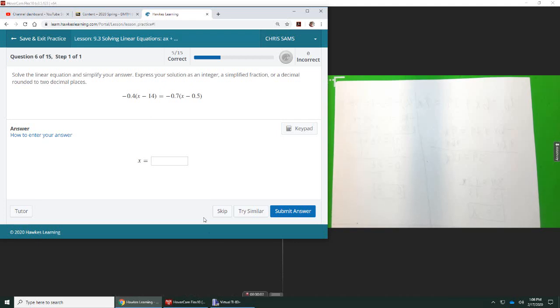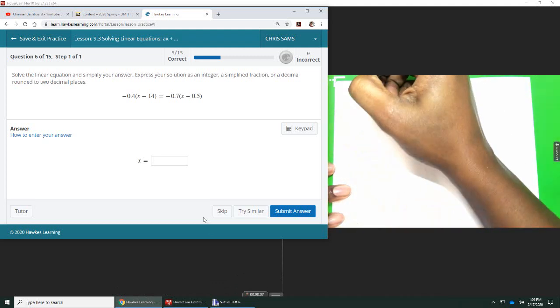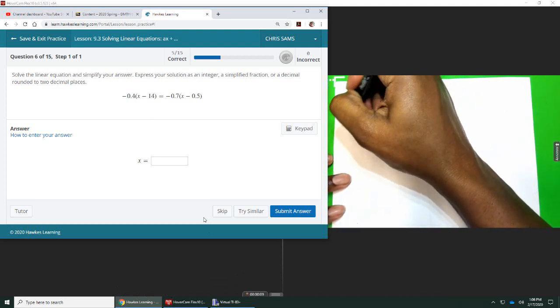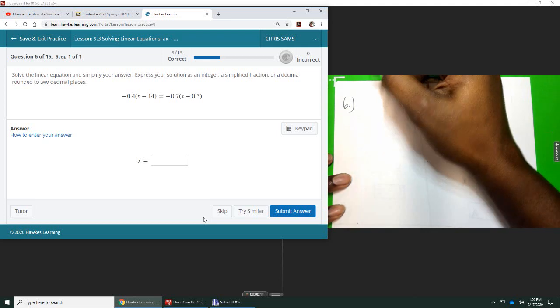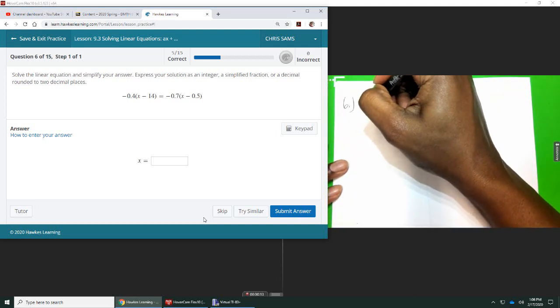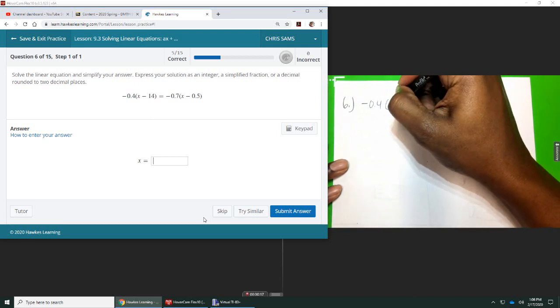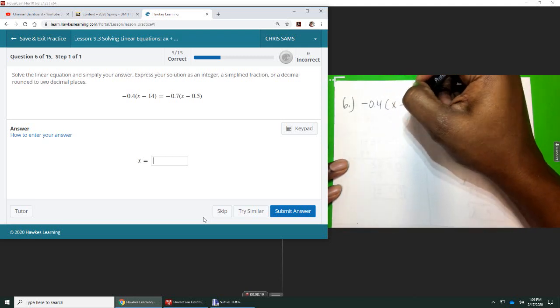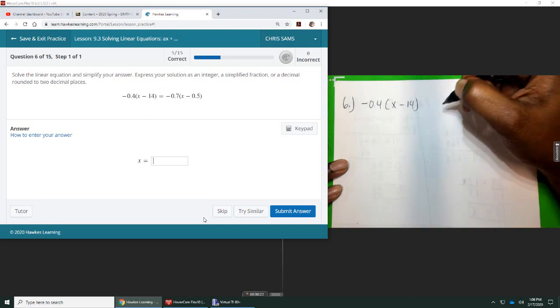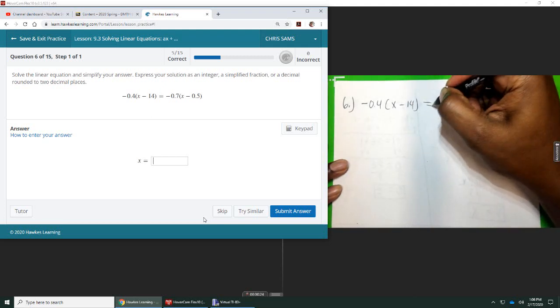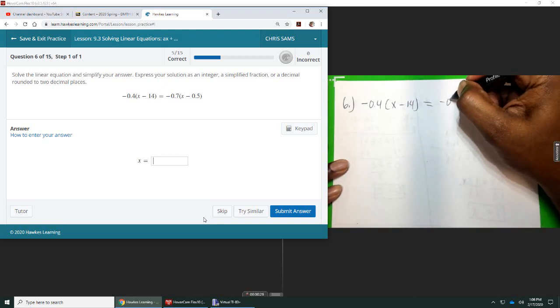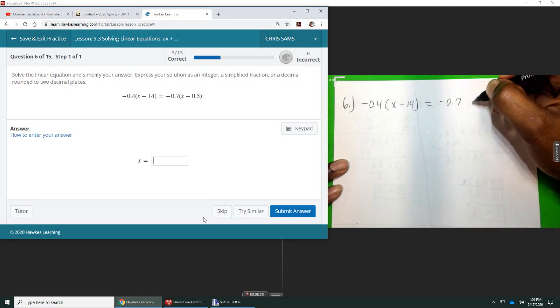Number 6, again, we have decimal numbers here. So I would recommend multiplying by powers of 10 to get rid of those. So we have negative 0.4 times the quantity x minus 14 equals negative 0.7 times the quantity x minus 0.5.